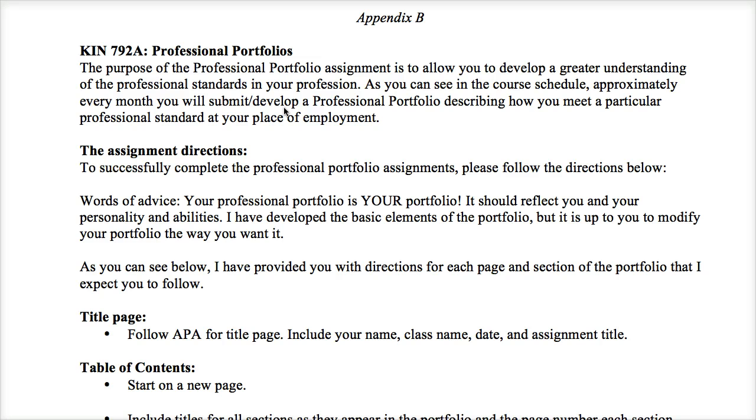So what is this professional portfolio assignment all about? As it's described here in Appendix B of our syllabi, the purpose of the professional portfolio assignment is to allow you to develop a greater understanding of the professional standards in your profession. And you'll see in the course schedule about every month you'll submit a professional portfolio describing how you meet a particular professional standard at your place of employment.